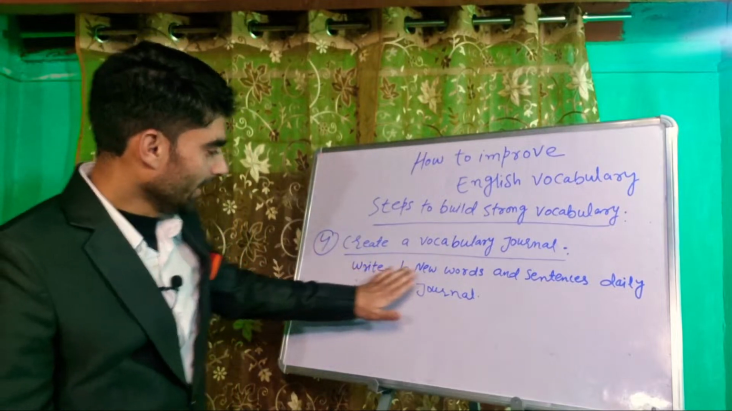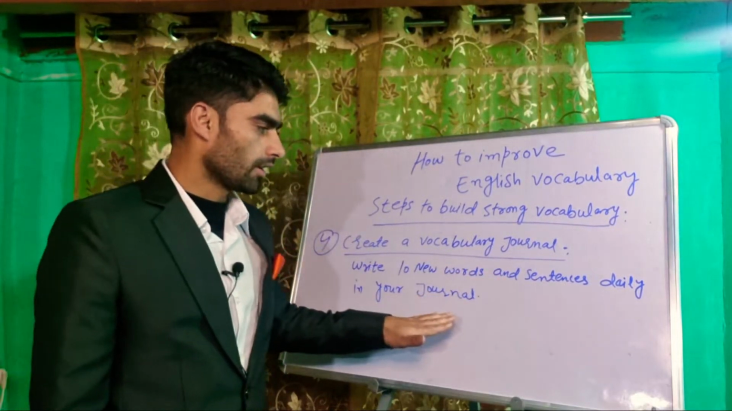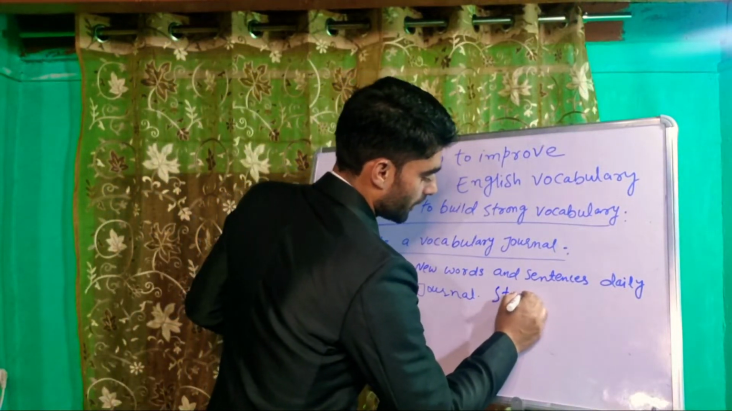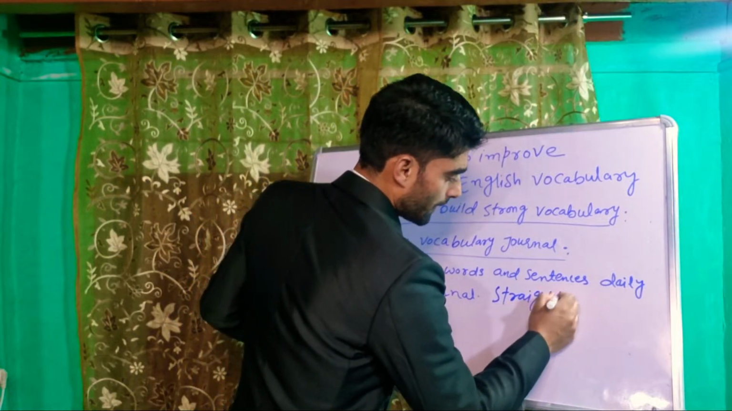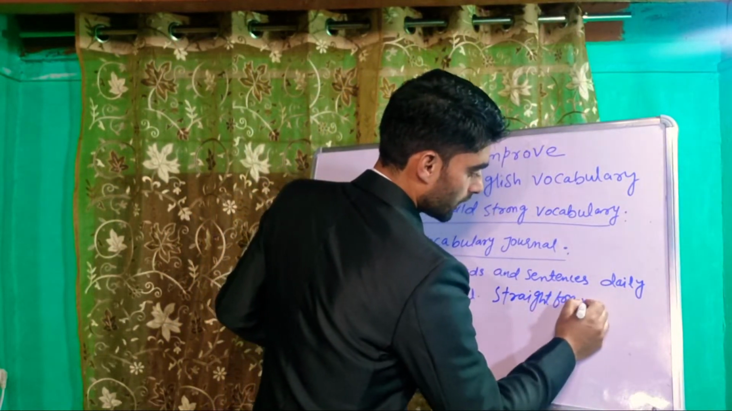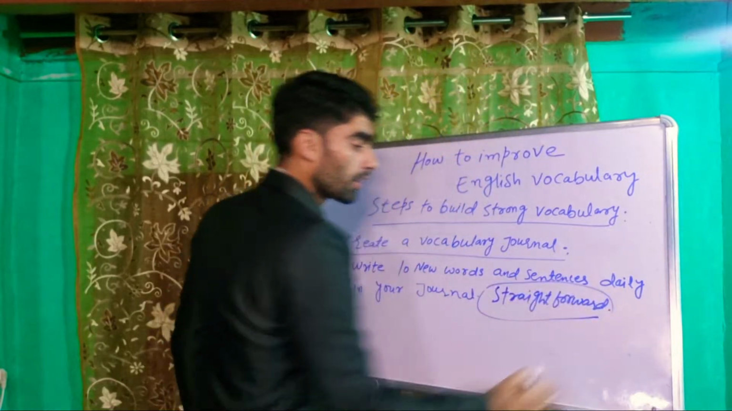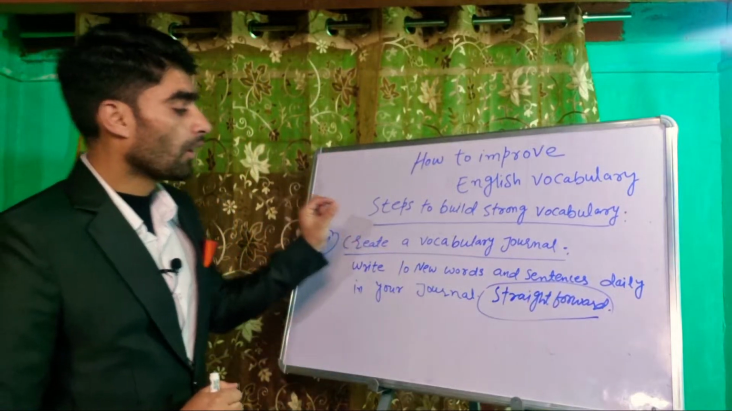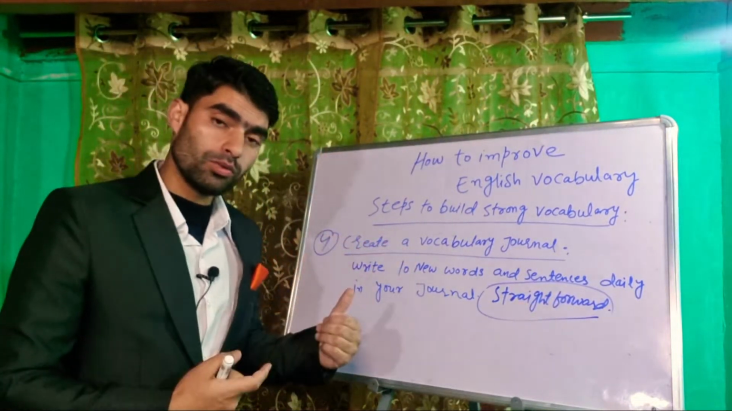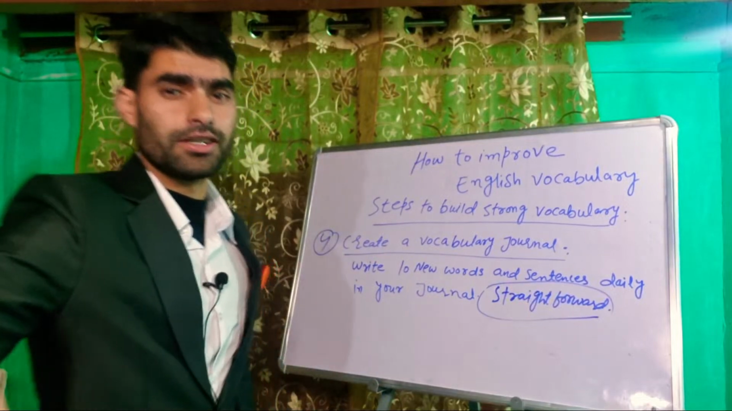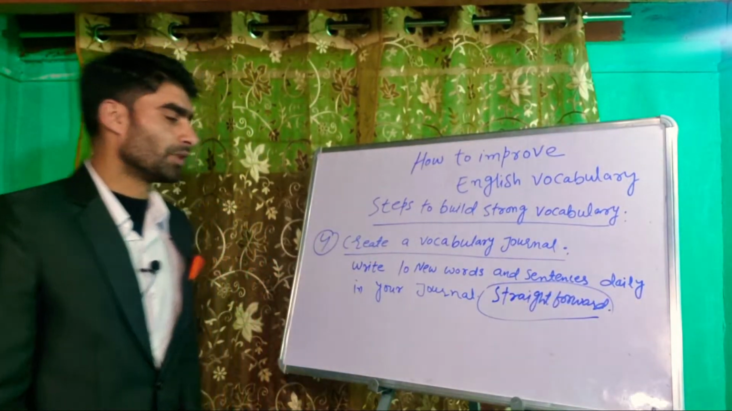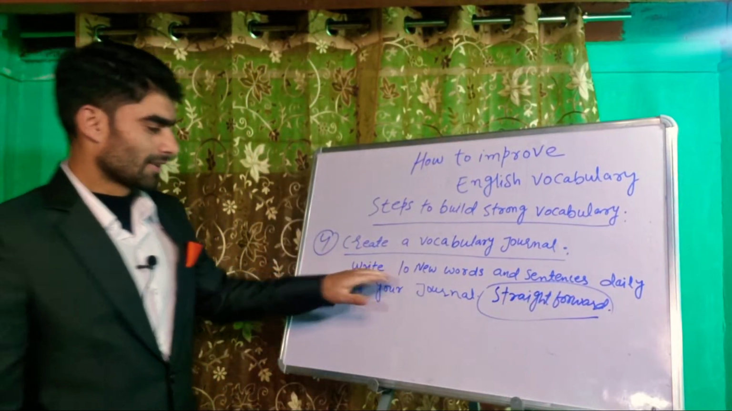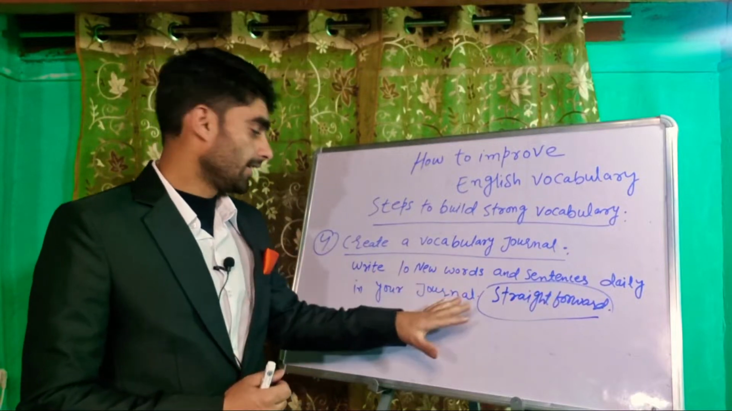Okay, got it? Write 10 new words and sentences daily in your journal. What does that mean? For example, today you have learned "straightforward." Straightforward, a new word. Just note it down. अभी इसको नोट करो अपने एक separate journal or notebook in which you will write 10 new words or sentences daily or weekly. Okay, it depends upon you. You can use weekly or daily. Got it? For example, minimum 10 new words and sentences daily.